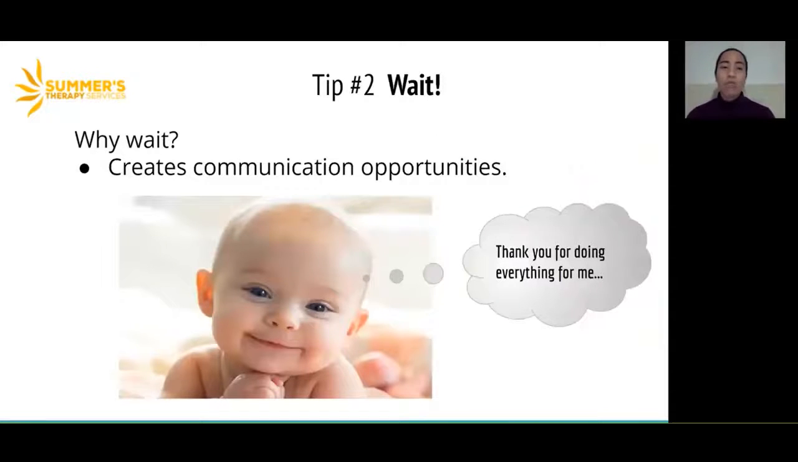And waiting also creates opportunities for them. If I do everything for you and I don't wait for you to take a turn, or I don't wait for you to ask me to do it for you, then there's no need for you to say anything. So if your child wants the next spoon of food and they don't need to ask for it, then of course they don't learn to ask, I want more. If you wait in that situation, they may then say something.